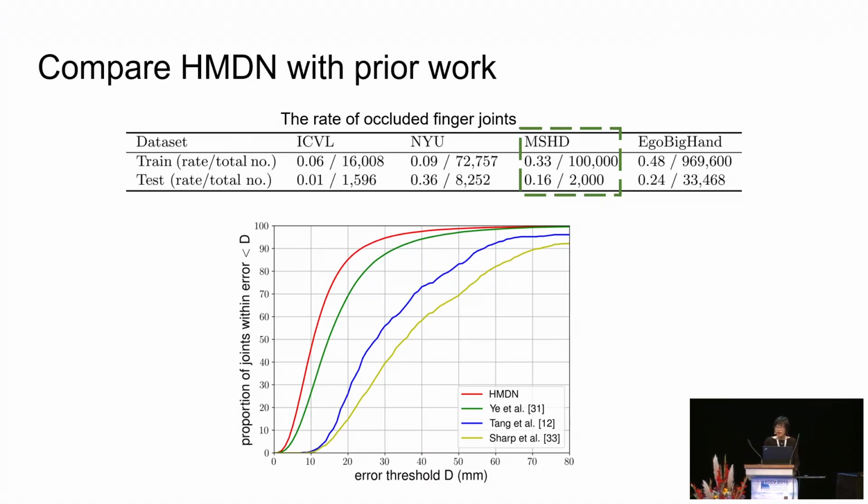When compared with prior work, we choose MSSD as it has a considerable number of occluded joints, both in the training and the testing set. We compare HMDN with 3 methods. The first figure shows the comparison using the commonly used measurement, the proportion of joints under different error thresholds. We can see our method improved quite a lot compared with other methods.